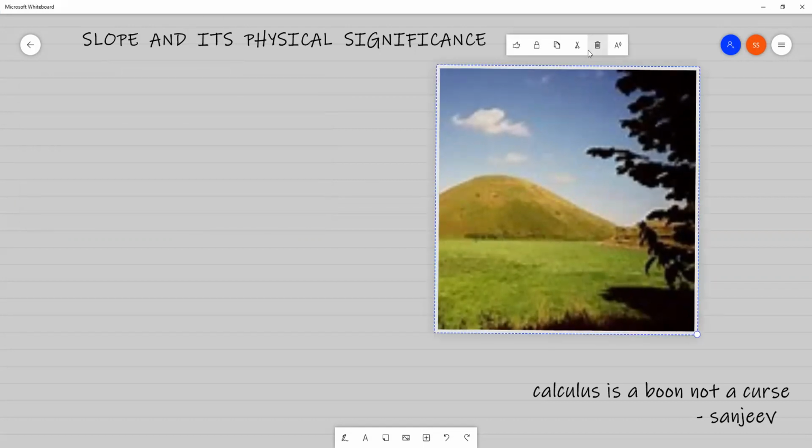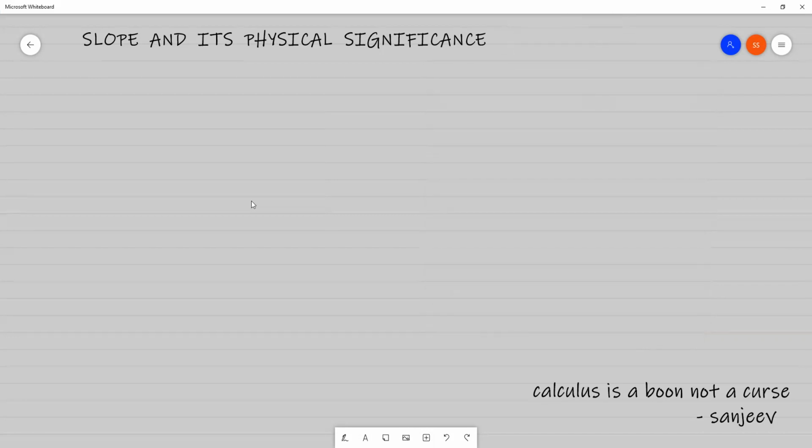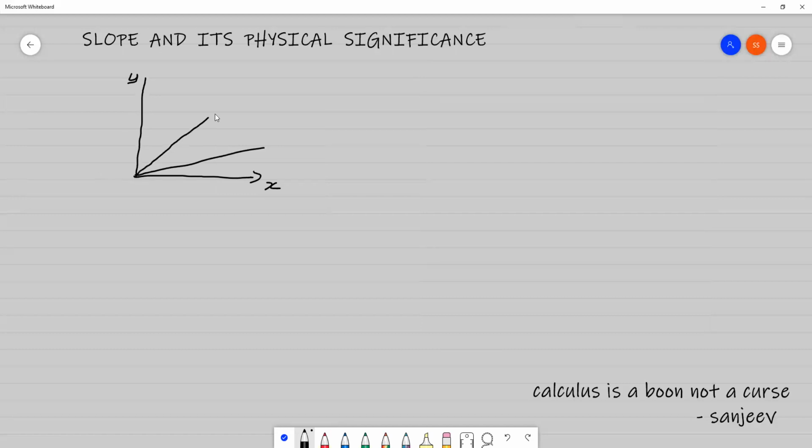Suppose you have two lines. We will see more mathematically what is meant by slope, and understand physically where it applies. Suppose there is a graph which consists of an x-axis and a y-axis. If I draw two lines, A and B, it is kind of a part of a mountain. This is a very steep line, obviously.